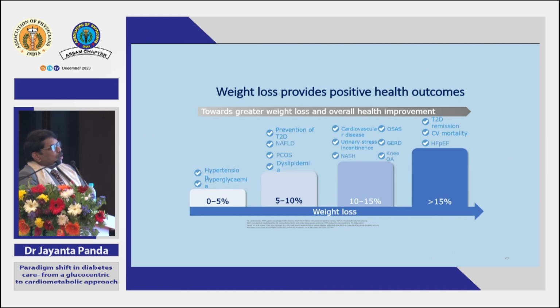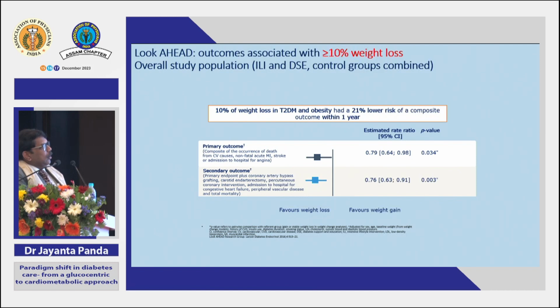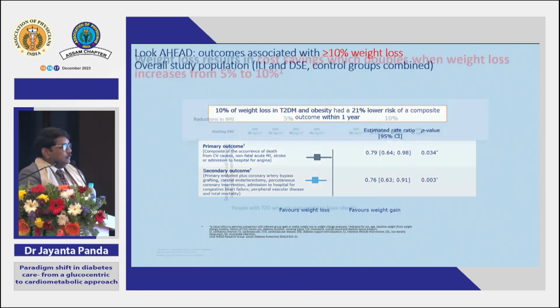So weight loss provides positive health outcomes directly proportional to the weight loss. And the Look AHEAD trial clearly tells that with more than 10% weight loss, the overall study population who have gained, it all favors the weight loss. A 10% loss in diabetic and obese patients has a 21% lower risk of composite outcome in a time of 1 year.